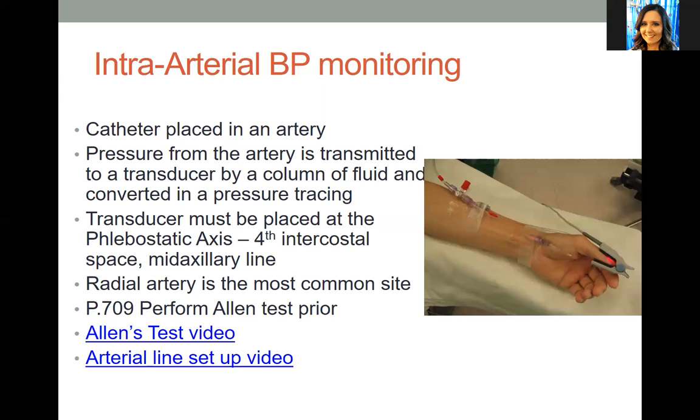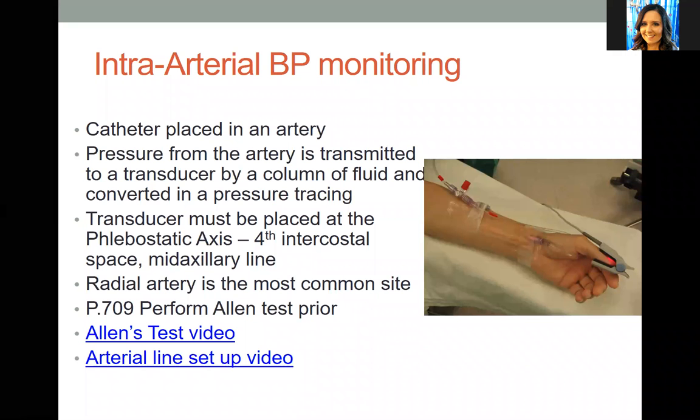When we're inserting arterial lines, usually the radial artery is our most common, which is what you see pictured there. We have to perform an Allen's test prior. With the Allen's test, we're ensuring that we have adequate collateral circulation. If we're putting the arterial line in the radial artery, I still have an ulnar artery that can supply blood flow to the hand if that radial artery becomes compromised from that arterial line.